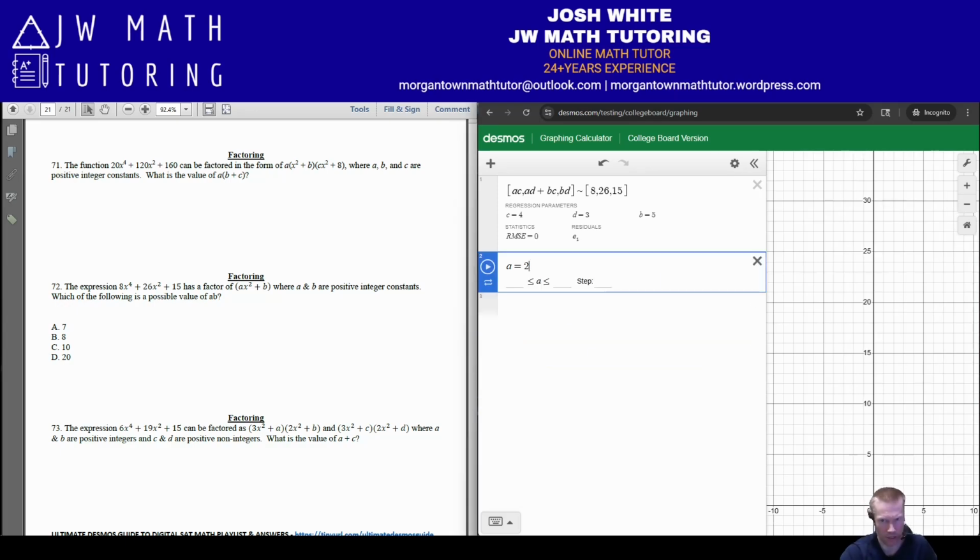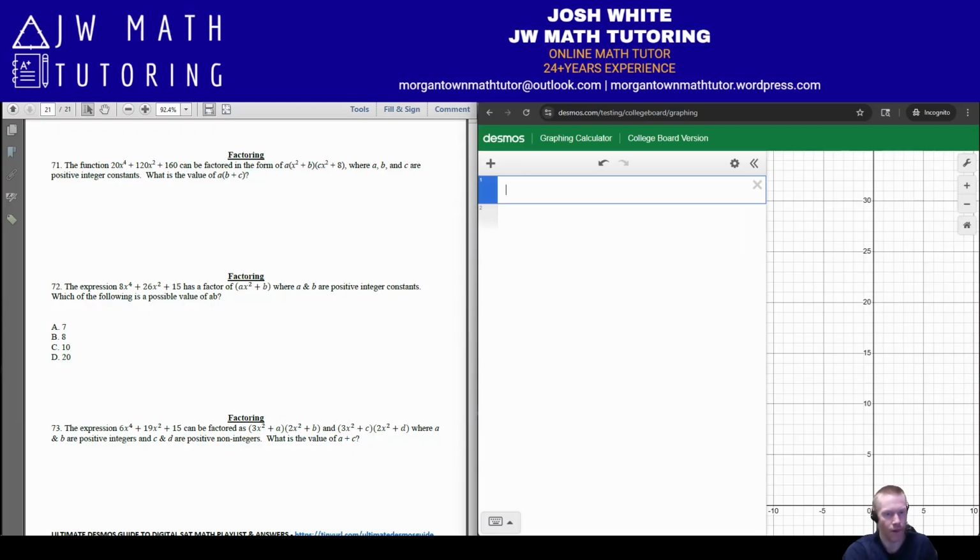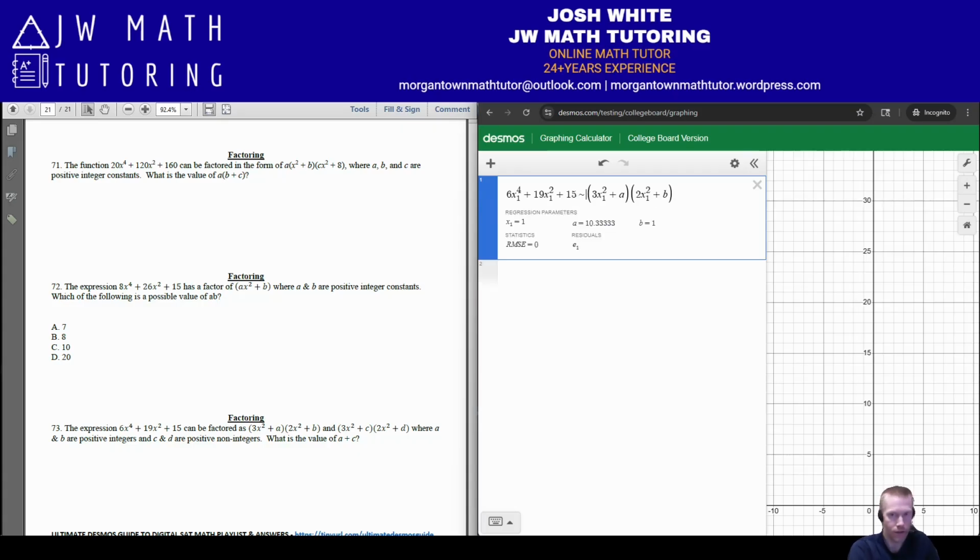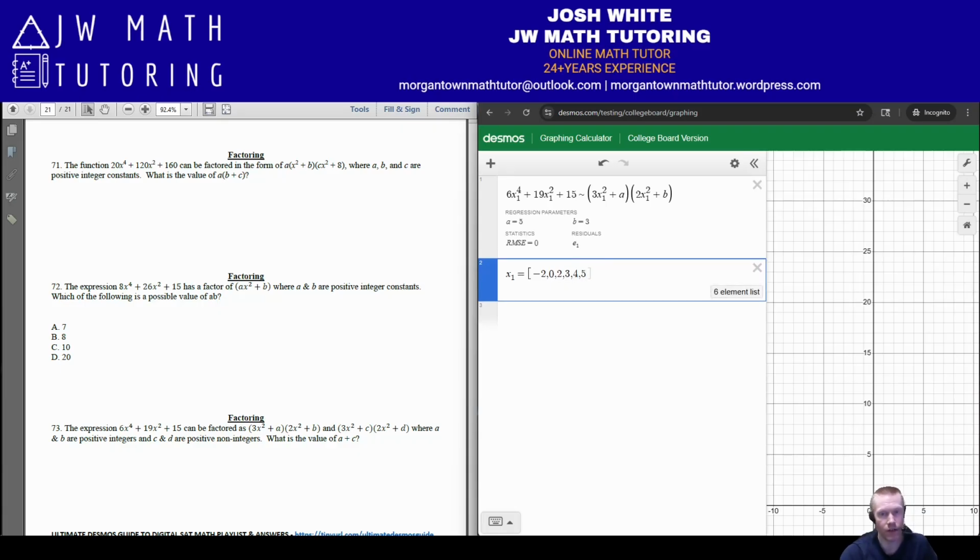This will show you the technique of flipping the parentheses. What I'm going to do here is type the original expression like this. And now, forgot my tilde, add my element list. Notice right here, it's finding the two integer values. It's like 3x plus 5, 2x plus 3. That's how it factors.